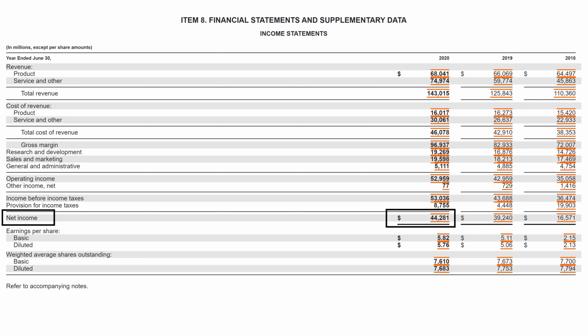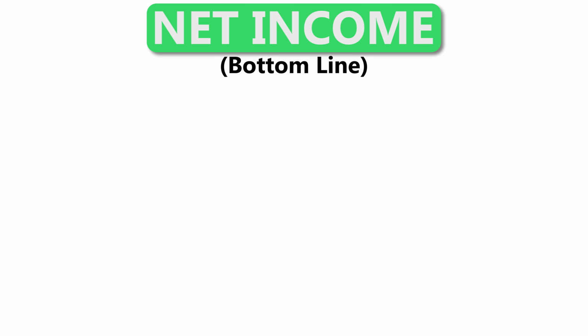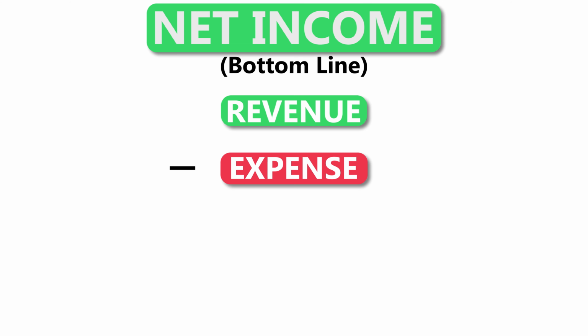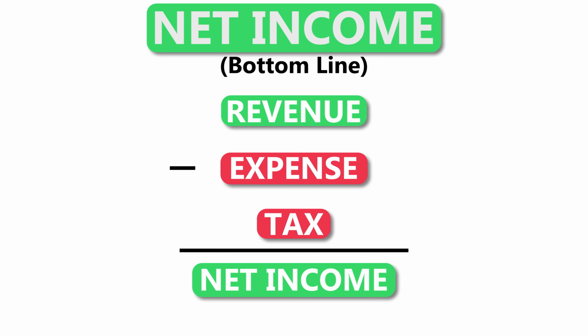We finally arrive at the net income. The net income is the bottom line, which is the revenue minus expenses minus taxes. And that's going to give us the total profit. This could be distributed back to its shareholders via any kind of dividends or just reinvested back into the company.